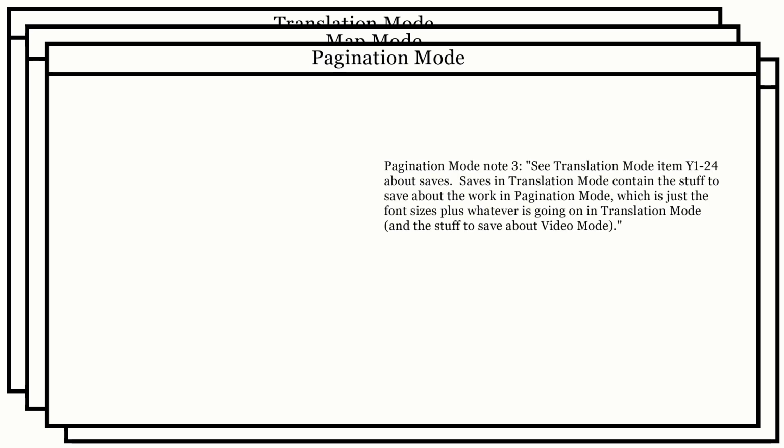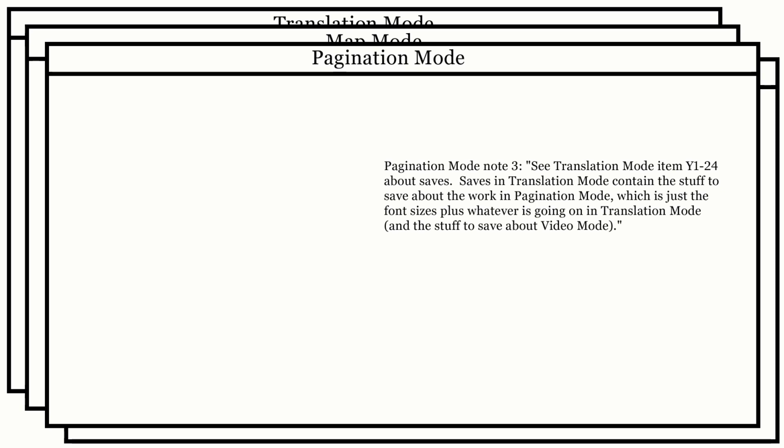The final note about pagination mode, and this one's actually erroneous. Pagination mode note 3, see translation mode item 1-24 about saves. Saves in translation mode contain the stuff to save about the work in pagination mode, which is just the font sizes plus whatever's going on in translation mode, and the stuff to save about video mode.